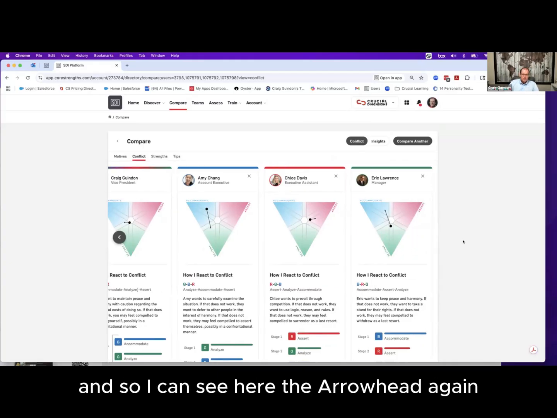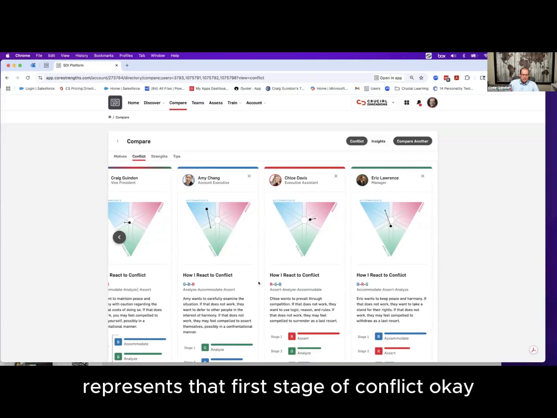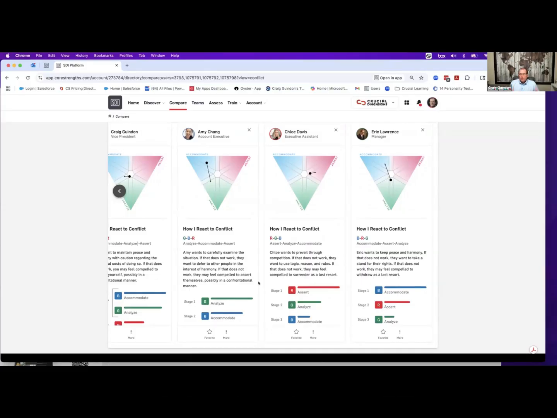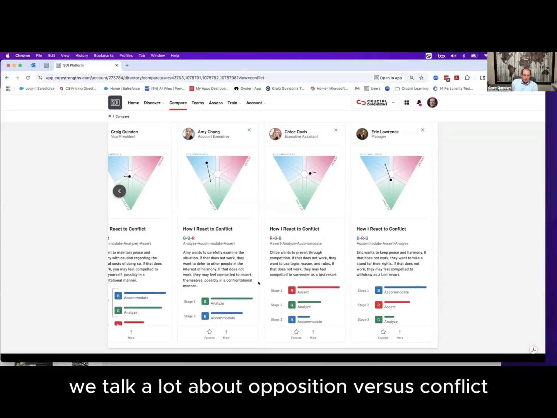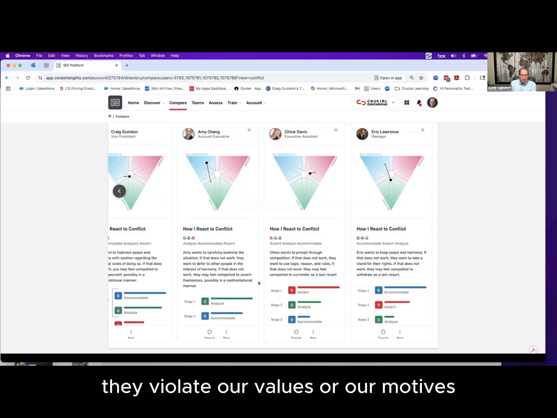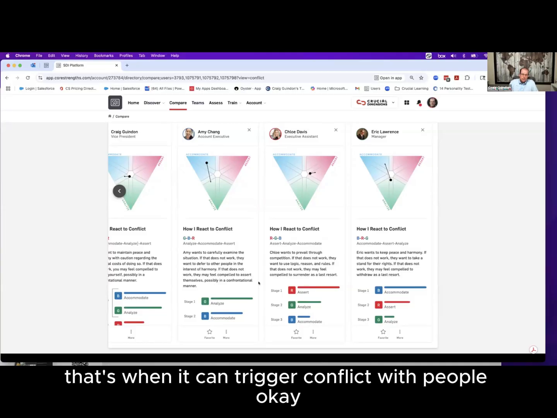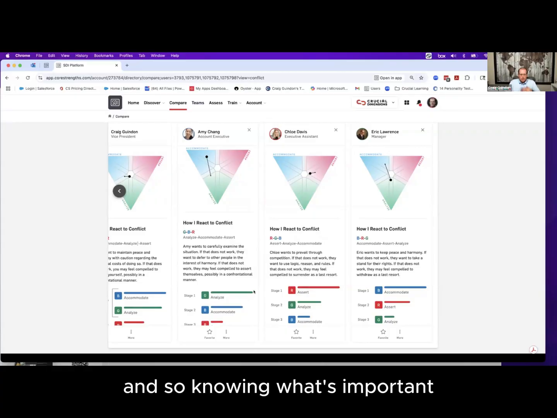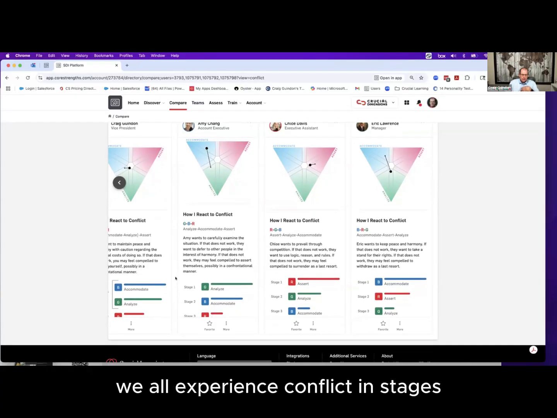Okay. And so I can see here, the arrowhead again represents that first stage of conflict. Okay. When we're in the workshops, we talk a lot about opposition versus conflict. Opposition's healthy, generates creativity and innovation. But when things cross the line, they violate our values or our motives, that's when it can trigger conflict with people. Okay. And so knowing what's important, we all experience conflict in stages.